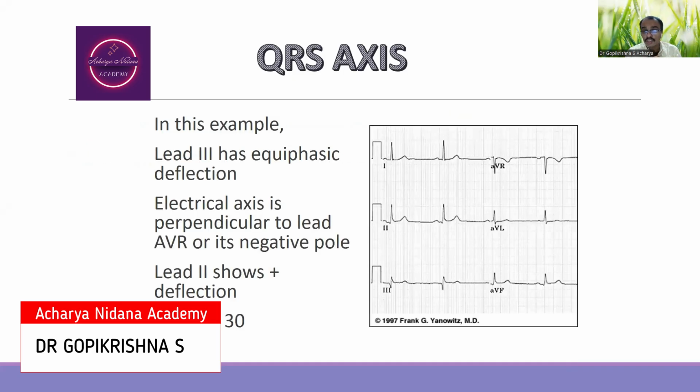When you see this QRS axis, it is biphasic in lead 3. So here we have applied rule 1. The perpendicular leads that we need to look into are AVR and lead 2. AVR has a prominent negative deflection and lead 2 has a prominent positive deflection. Hence the electrical axis in this particular example is moving towards lead 2. Hence the electrical axis in this example is plus 30 degrees.